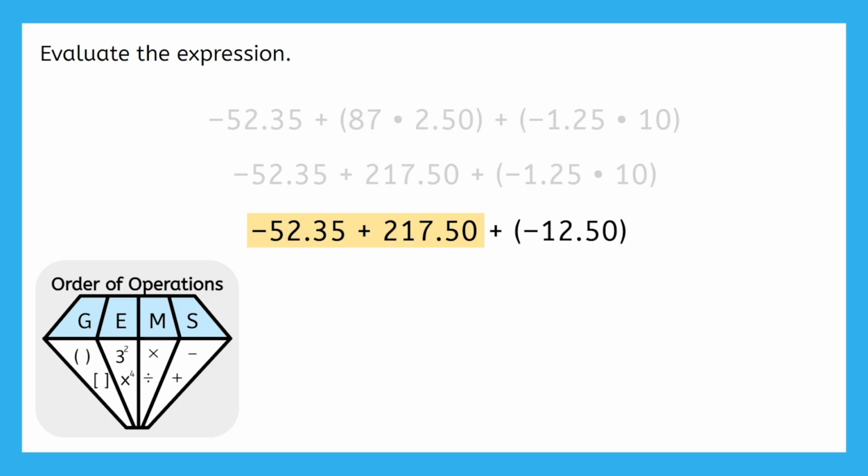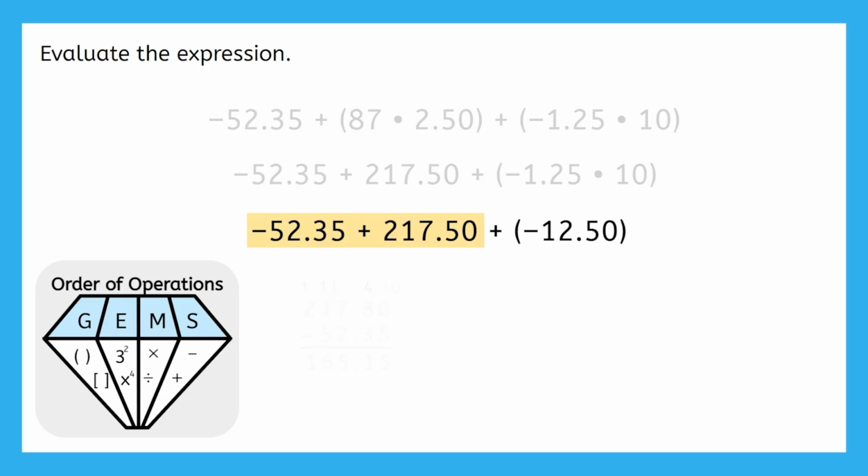Since the signs are different, we need to subtract the smaller amount from the larger amount to determine how many more positives there are. Remember to keep the place values aligned by lining up the decimals. This gives us 165 and 1500ths. Should this be positive or negative?